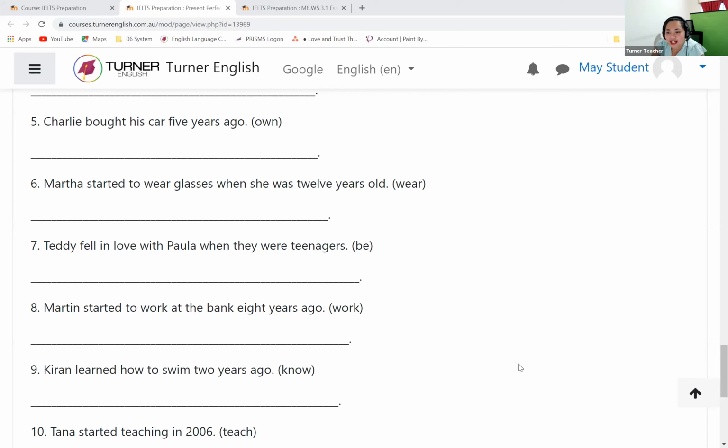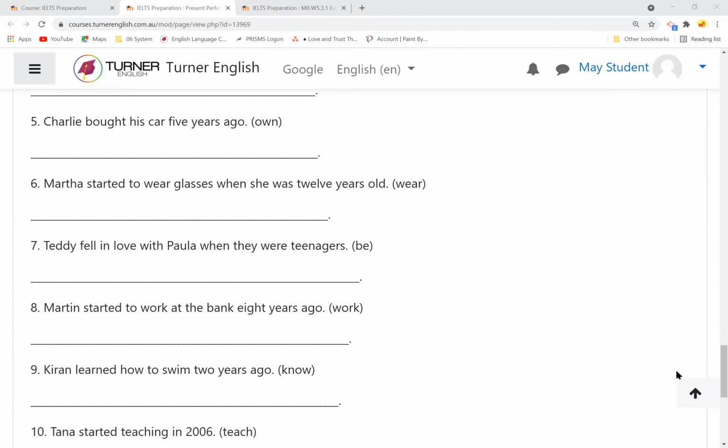Okay, has started work. So instead of has started work, you want to say has worked. Martin has worked. So it's not since 8 years. So you have to say since 2017. Martin has worked in the bank for more than 8 years. The second sentence is correct, but the first sentence is incorrect.